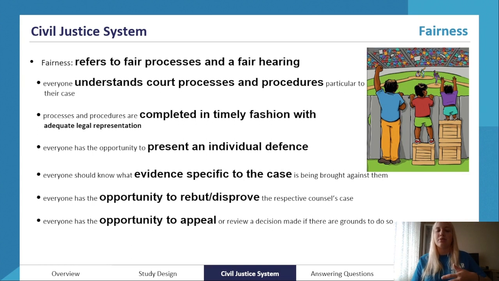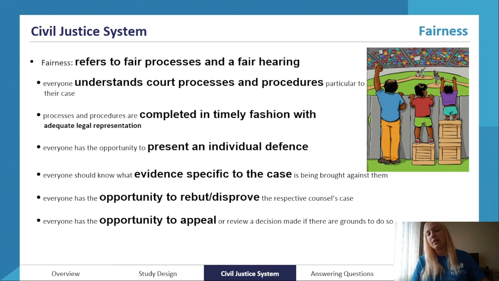These are the broad examples, so these are not your concept specific examples, because you need, as we said, to pretty much make a table, make notes for each concept in Unit 3 for how it achieves and doesn't achieve principles of justice. So fairness includes things like fair processes and fair hearing. It means that everyone must be able to understand the court processes and procedures particular to their case. Everyone should be able to do that, usually by having legal representation to help navigate the court system. Processes and procedures are completed in a timely fashion.